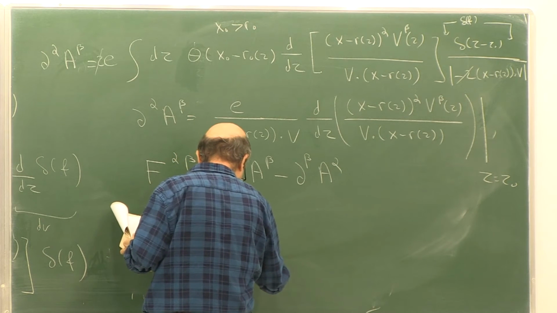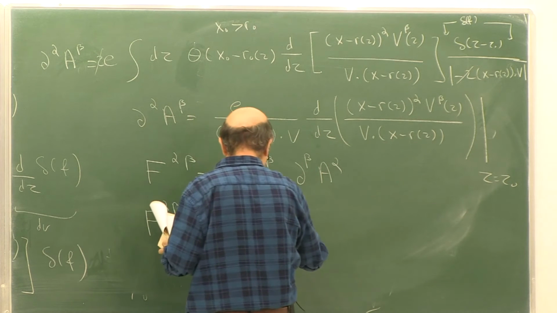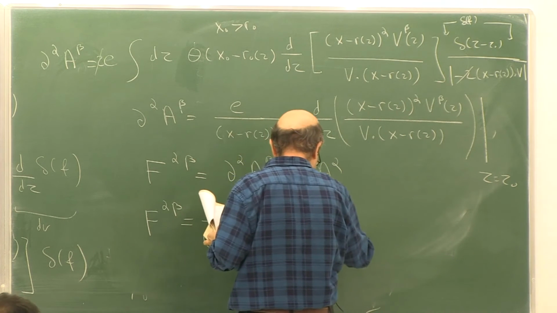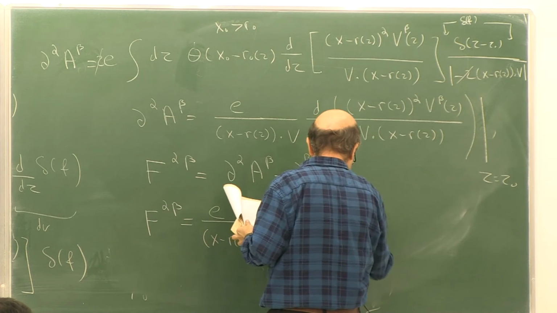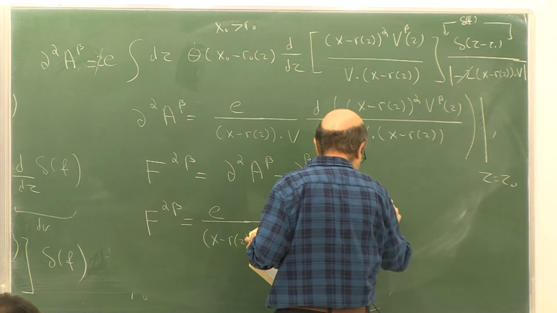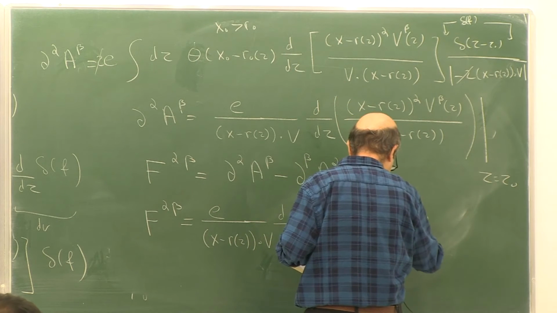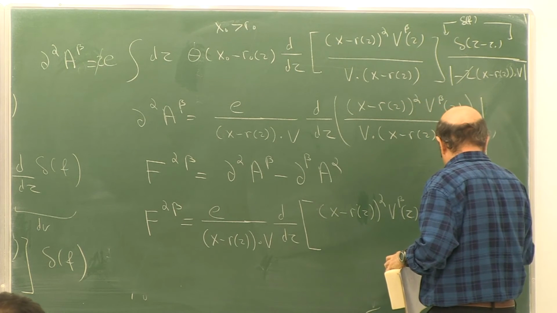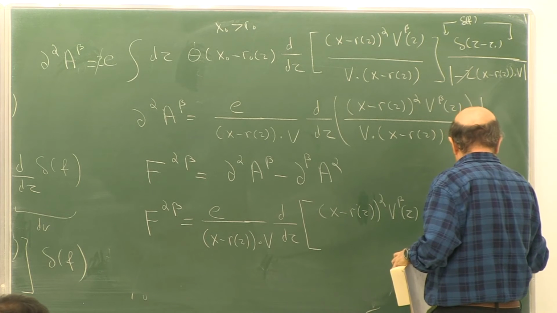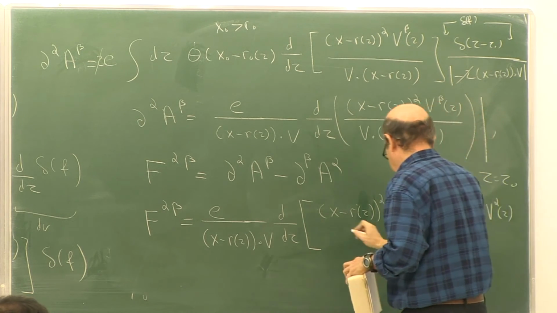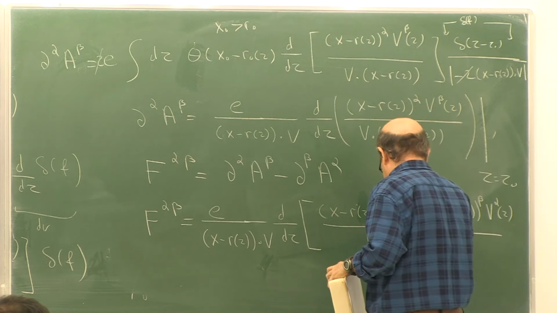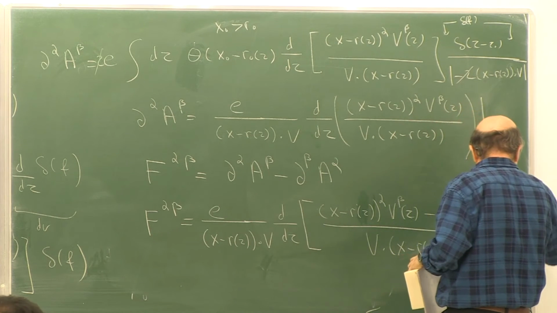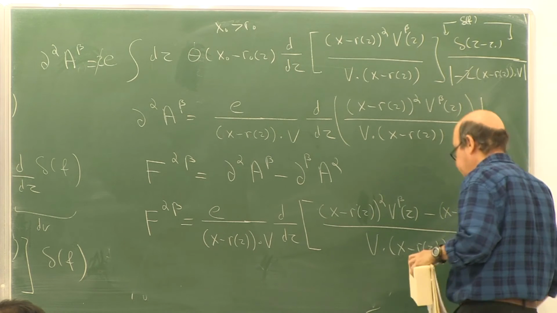x minus r of tau dot v, d over d tau. First this piece: x minus r of tau, actually r depends on tau, alpha v beta of tau minus x minus r of tau beta v of alpha tau, divided by v dot x minus r of tau, evaluated at tau equal to tau 0.